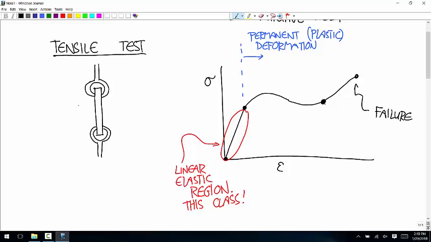So think about the slope of this, the slope of the linear region. That is the stiffness of the material. This slope is Young's modulus. If you have a really stiff material, this is tilted more this way. If you have a really flimsy material, it's like this.